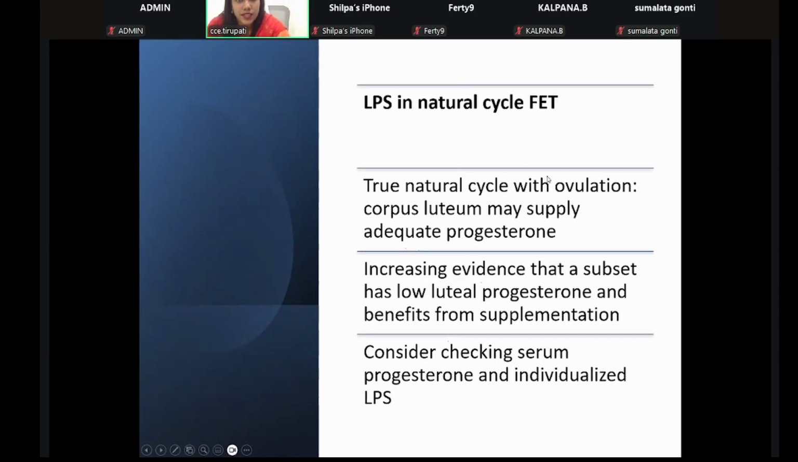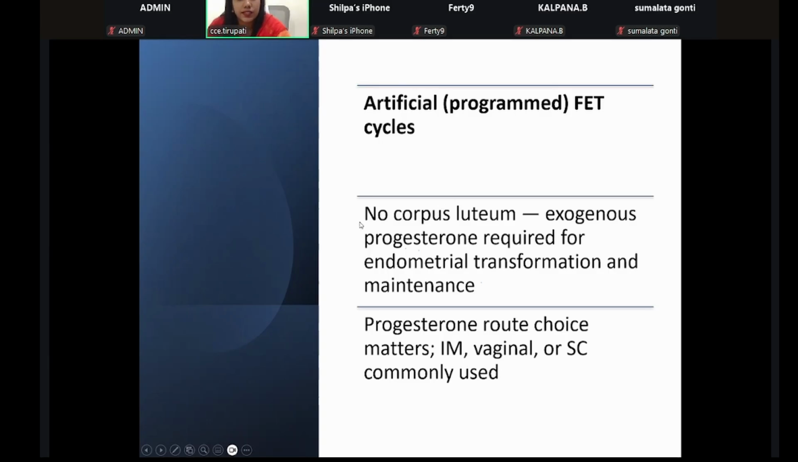LPS in natural cycle FET. In true natural cycle FETs, there is a corpus luteum and it secretes progesterone. But increasing evidence suggests that a few people have low luteal serum progesterone even with natural cycles. So rather than adding nothing, we tend to add low doses of progesterone in true natural cycles. In artificial cycles like programmed FET cycles, there will be no corpus luteum. We are adding estrogen externally, so exogenous progesterone is required. So we give intensive luteal phase support in all programmed FET cycles.